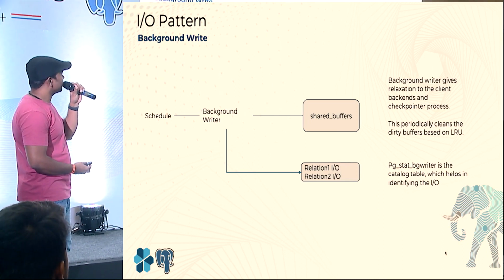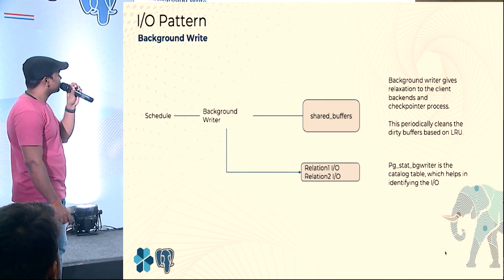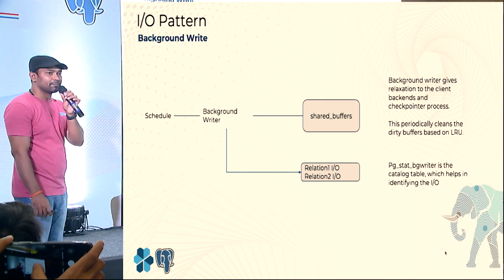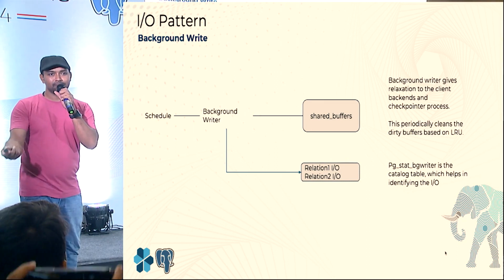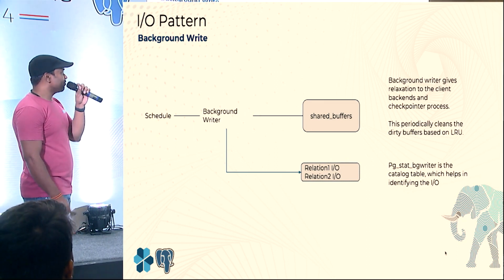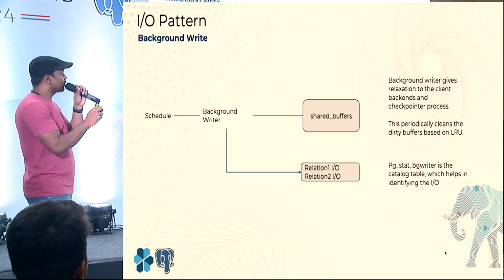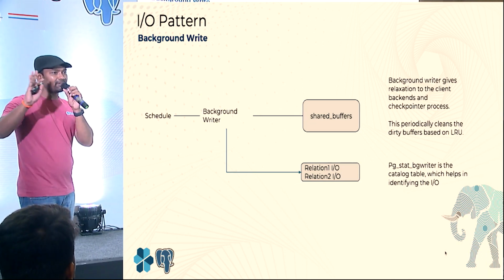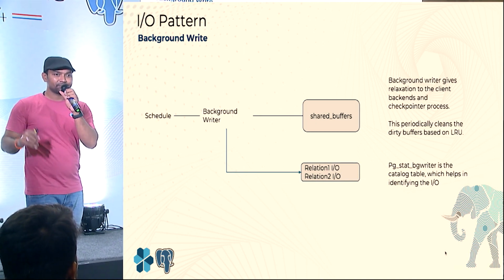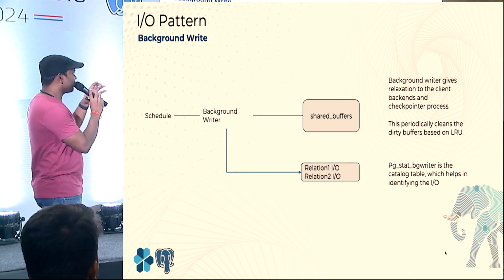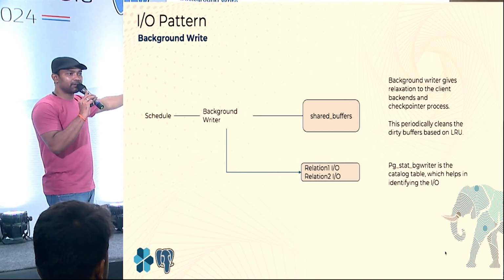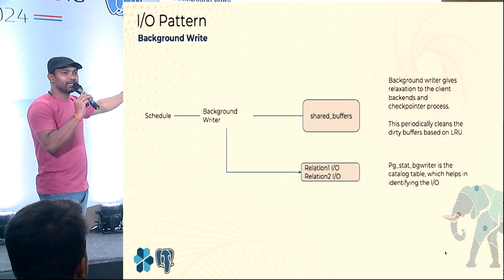Okay, so another I/O pattern. Here we have a special process called the background writer, BG writer. The job of the BG writer is to free some of the shared buffers and make them available for the incoming connections. It's a kind of scheduled maintenance, so we can control that schedule, whatever I'm trying to say here, right? We can change the schedule.